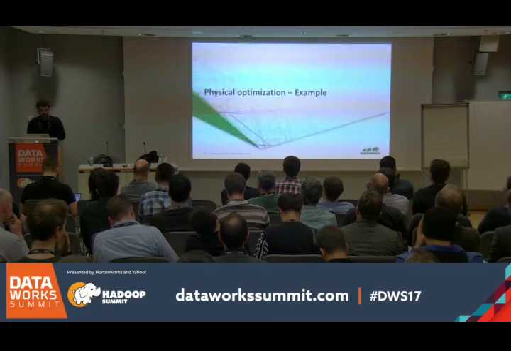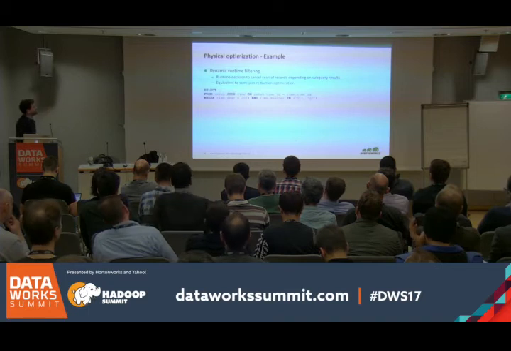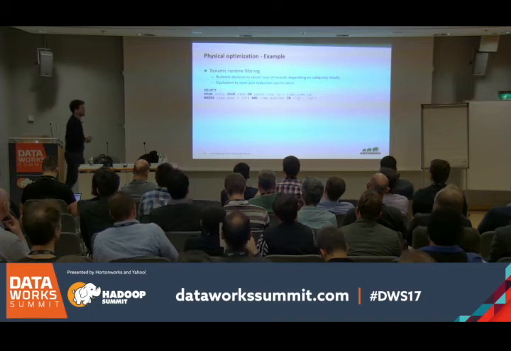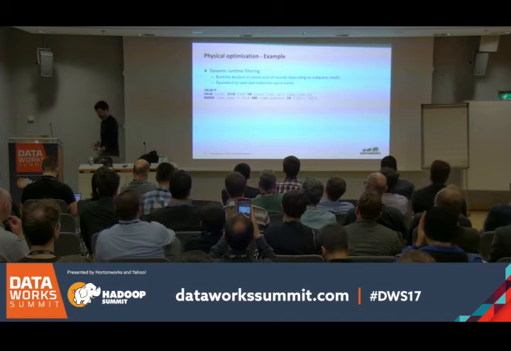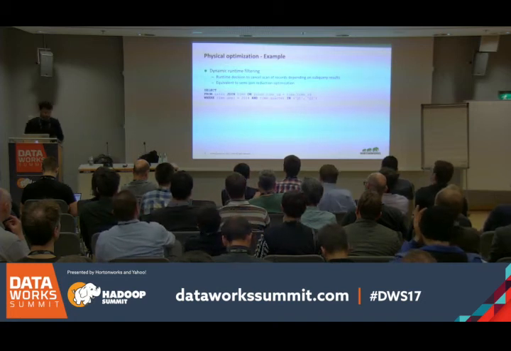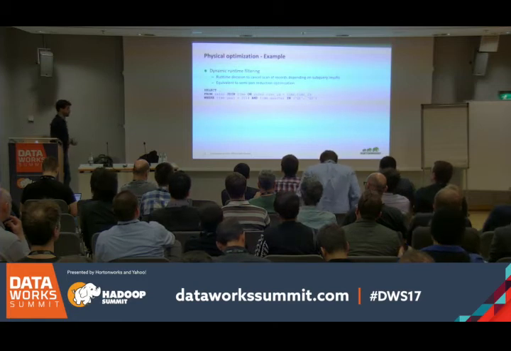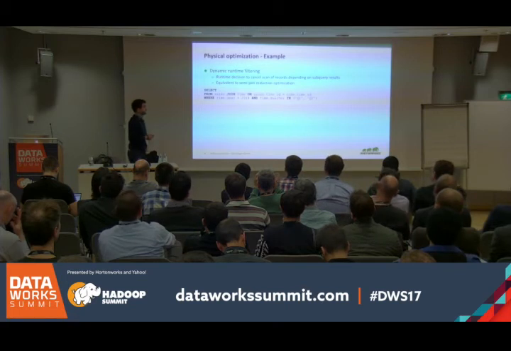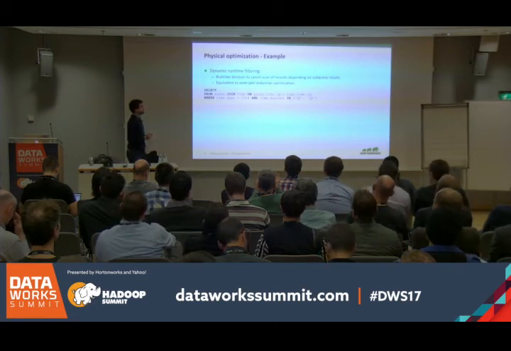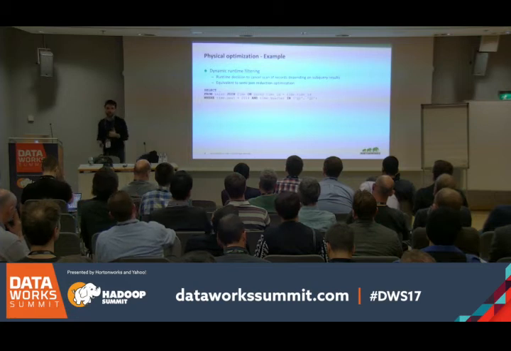So very quickly, an example of physical optimization. This is one that has been included in the latest HTTP 2.6. It's already in Apache Master. So basically what we try to do here is to have a runtime decision to cancel a scan of records depending on the results of some subquery.